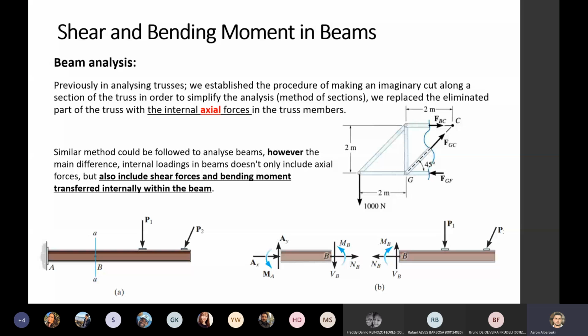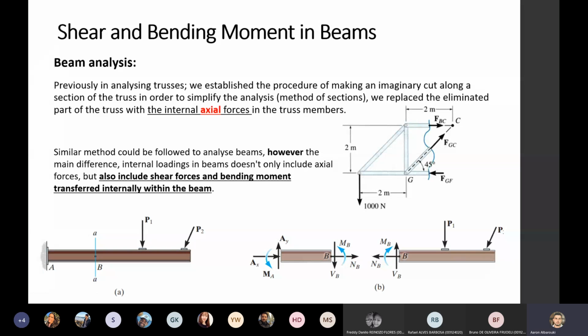So this is concept one. We have to keep that in mind. In trusses, all we had are just axial forces. These forces are always normal to the cross section, working in tension and compression, whereas for beams we have shear forces as well as the normal forces.